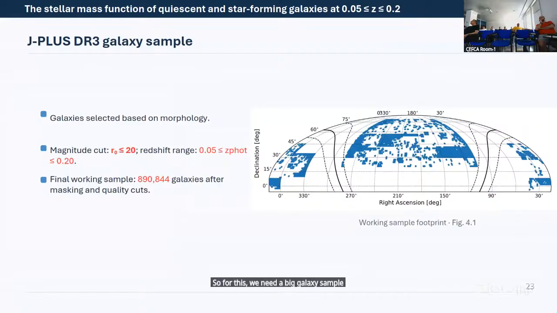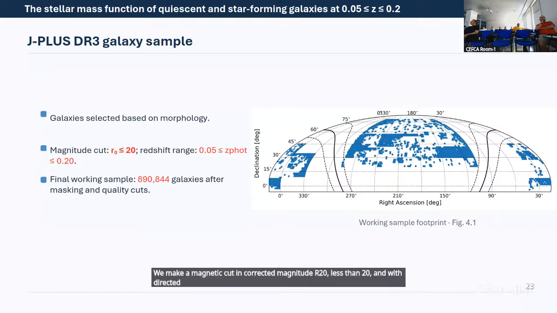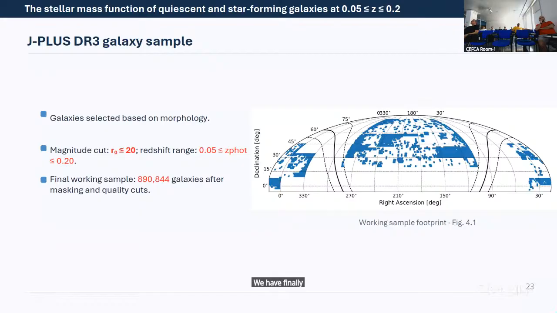With J-PLUS DR3, we select the galaxies. We make a magnitude cut in corrected magnitude r < 20, and with a photometric redshift between 0.05 and 0.20. We have finally almost 900,000 galaxies after masking and quality cuts.